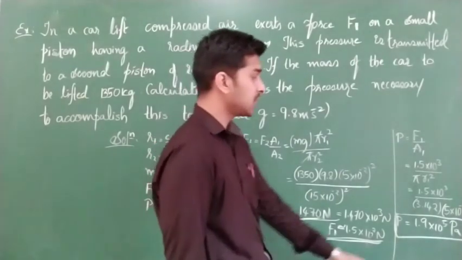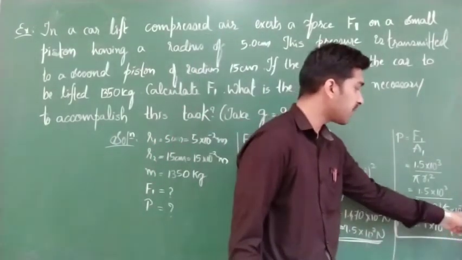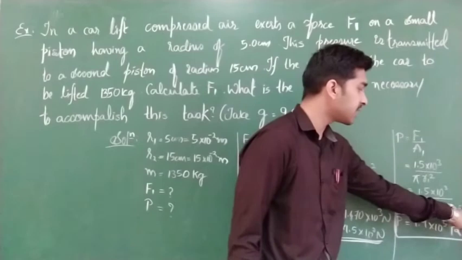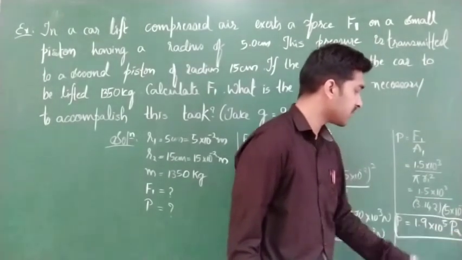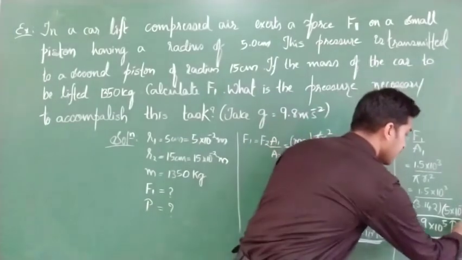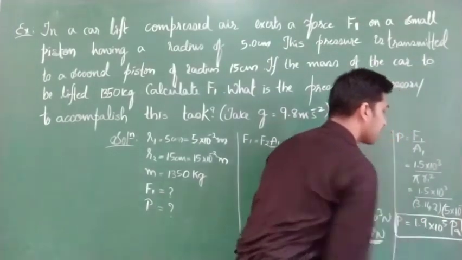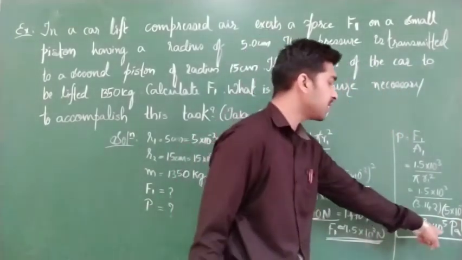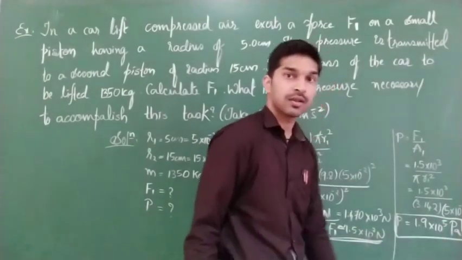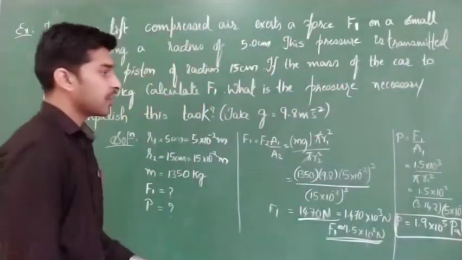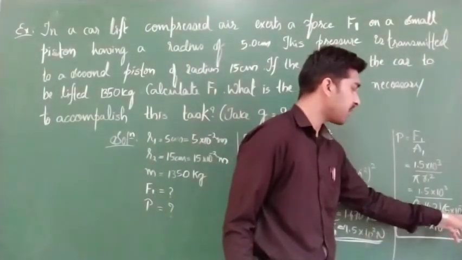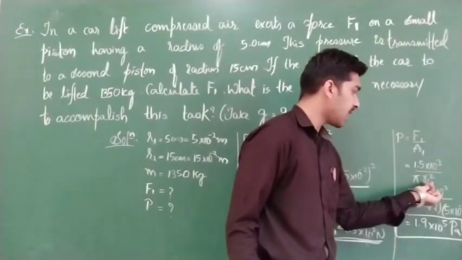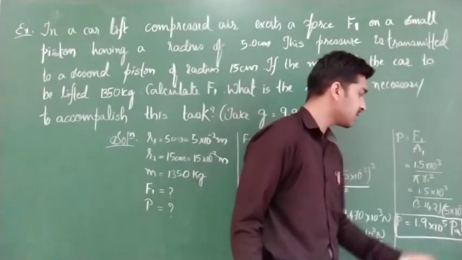Can you see here? This is 5 into 10 to the power of minus 2 whole square. Here I had written square: 5 into 10 to the power of minus 2 whole square. Finally, you are going to get 1.9 into 10 to the power of 5 Pascal. Clear? I hope you can see the square here, but this is 5 into 10 to the power of minus 2, that is nothing but R1, again whole square. Clear?